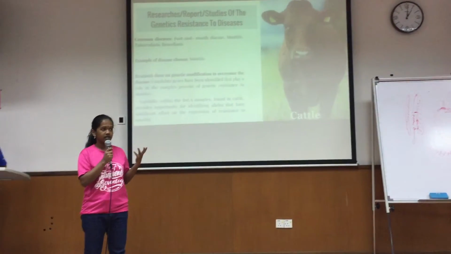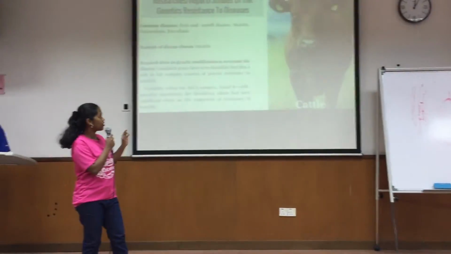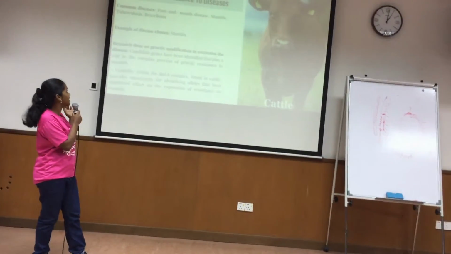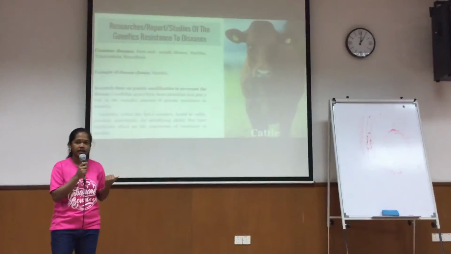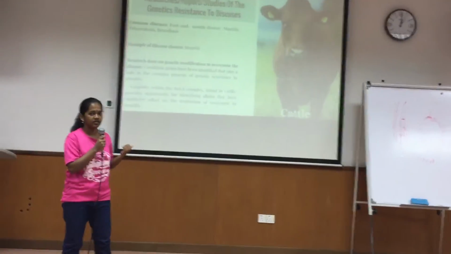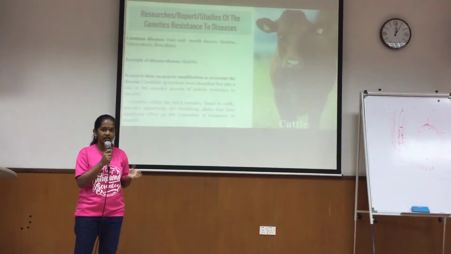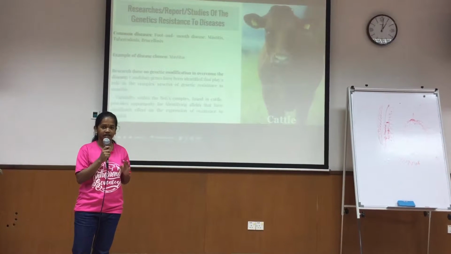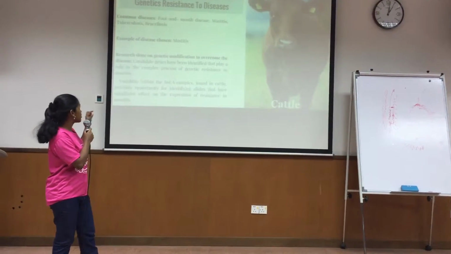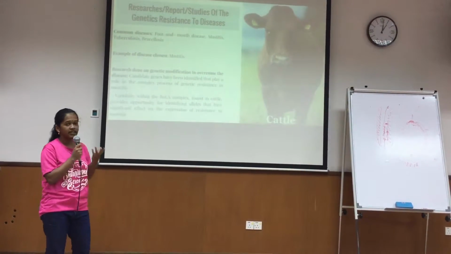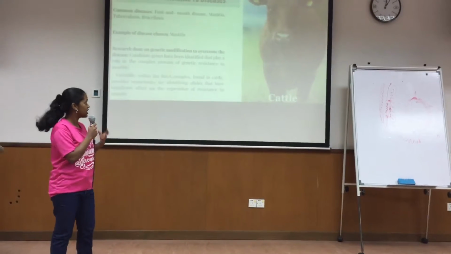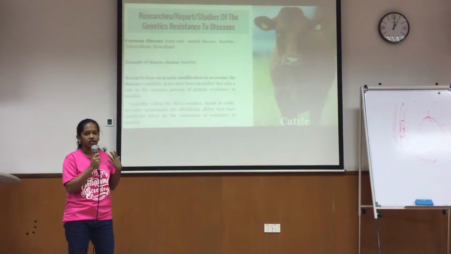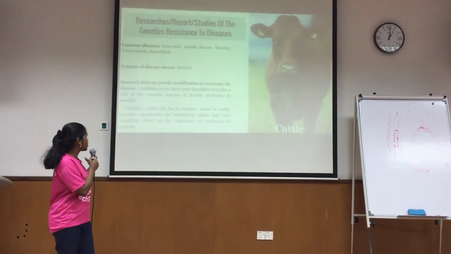In cattle, the common diseases that have been found are foot and mouth disease, mastitis, tuberculosis, and brucellosis. So now I'll take this example, which is mastitis, the inflammation of the udder that affects milk yield, and it's a very major problem in dairy farms. So what the researchers did was take a candidate gene that is really important in this complex process of genetic resistance to mastitis.